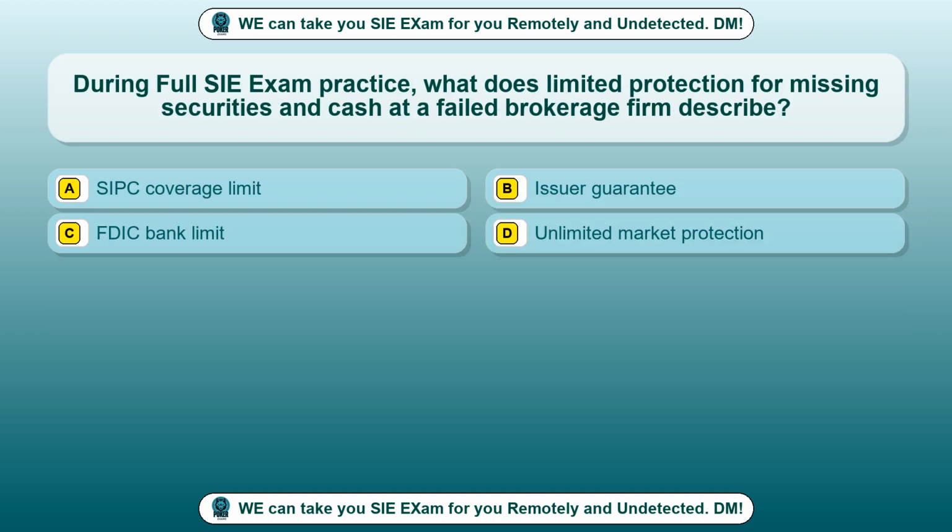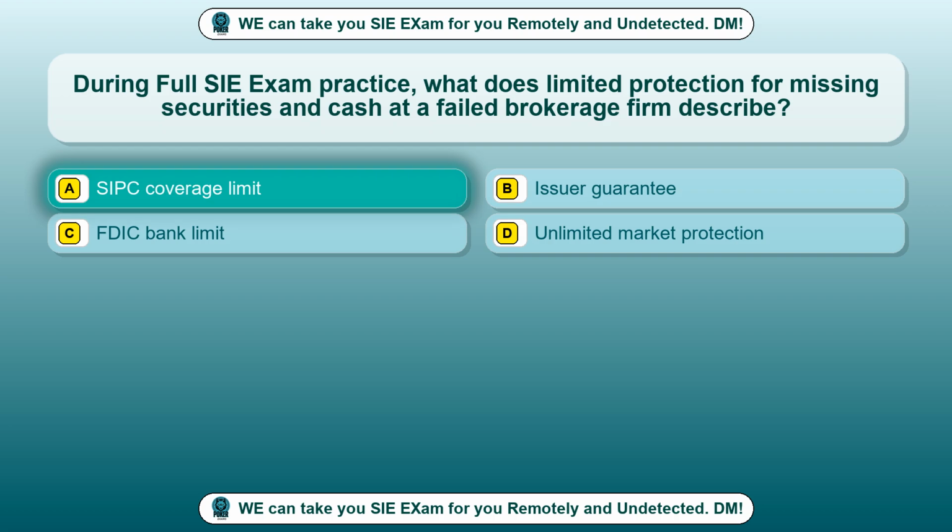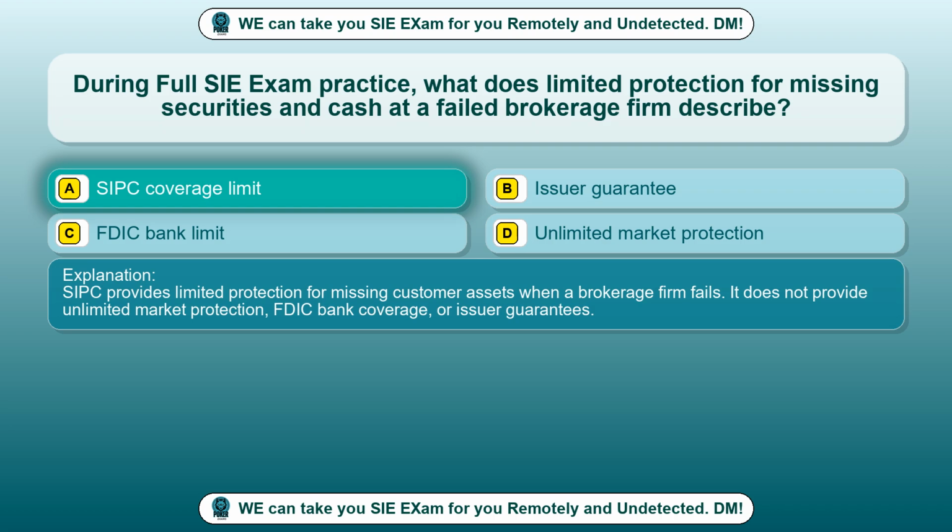Question 90. During full SIE exam practice, what does limited protection for missing securities and cash at a failed brokerage firm describe? Option A, SIPC coverage limit. Option B, issuer guarantee. Option C, FDIC bank limit. Option D, unlimited market protection. The correct answer is option A, SIPC coverage limit. SIPC provides limited protection for missing customer assets when a brokerage firm fails. It does not provide unlimited market protection, FDIC bank coverage, or issuer guarantees.